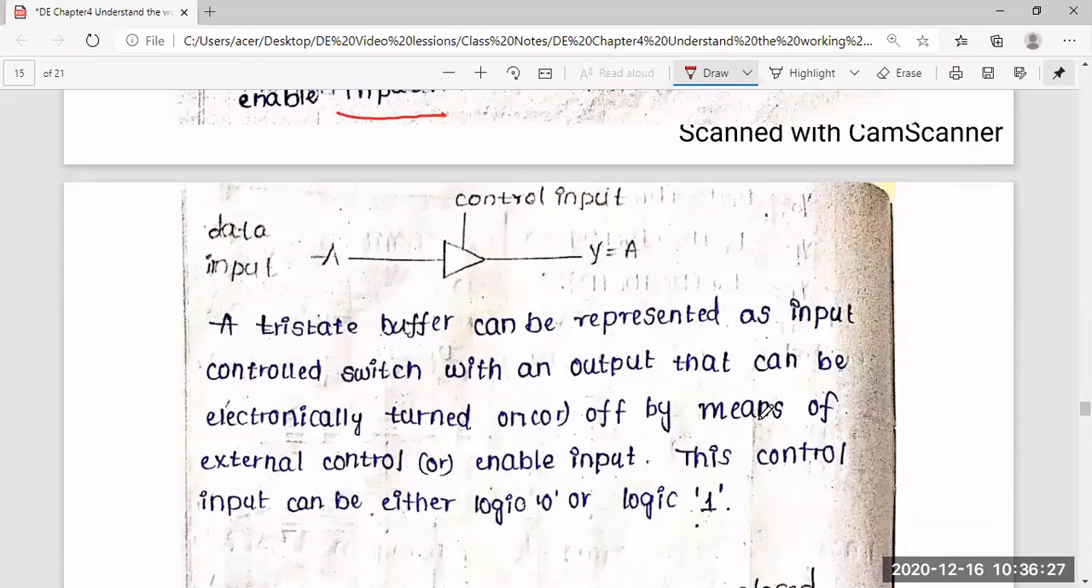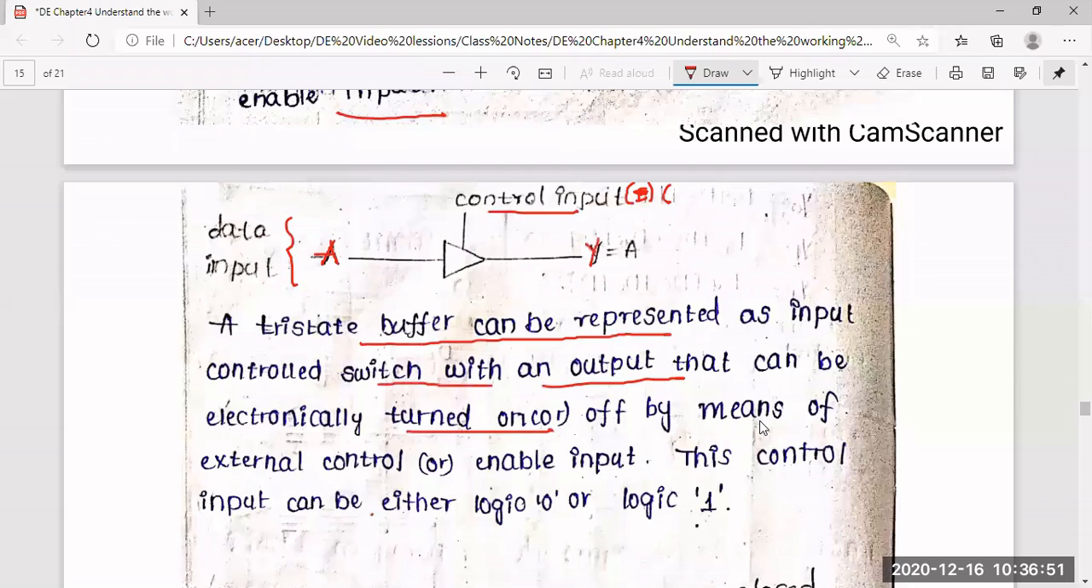Okay, clear, right? Yes, sir. So here this is your data input A, and this is your control input, which is also called as enable input or C. Okay, and we have one output Y. So tri-state buffer can be represented as input controlled switch with an output that can be electronically turned on or off by means of external controller enable input. Okay, so a tri-state buffer can be represented as input control switch. Okay, this input will be controlled by using this control input. Okay, all of you got it right? Yes, sir.